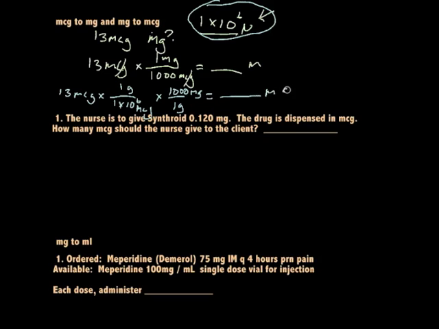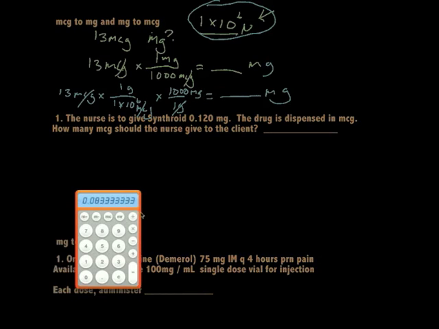Furthermore, it doesn't matter what order I put this in. I could have started with 1,000 milligrams in 1 gram, and then said that for every 1 gram I have 1 times 10 to the 6 micrograms, and then multiplied that by my given, which is 13 micrograms. You'll get the exact same answer. That's the beauty of dimensional analysis. It doesn't matter what order you set it up in. All that matters is that your units cancel out. I'm left with milligrams. So let's plug this into our calculator.